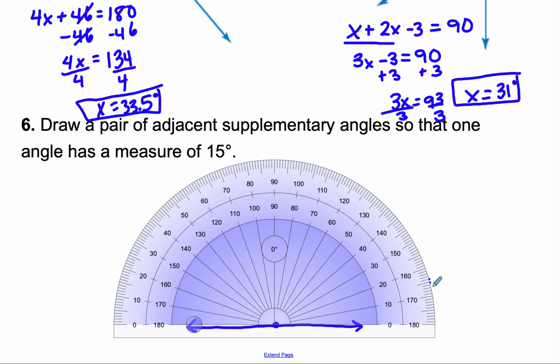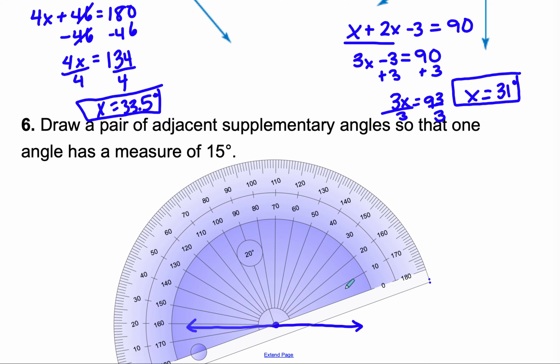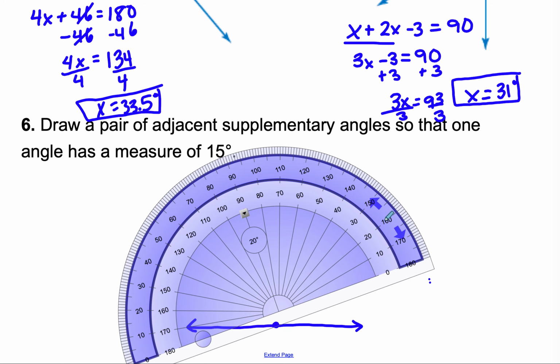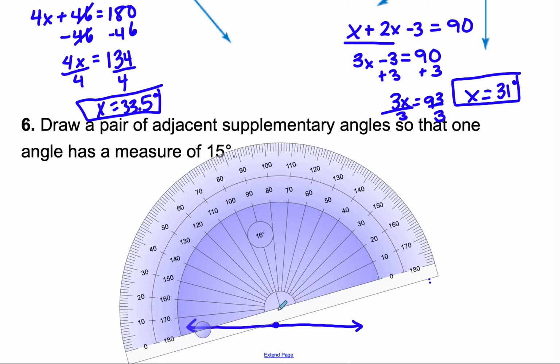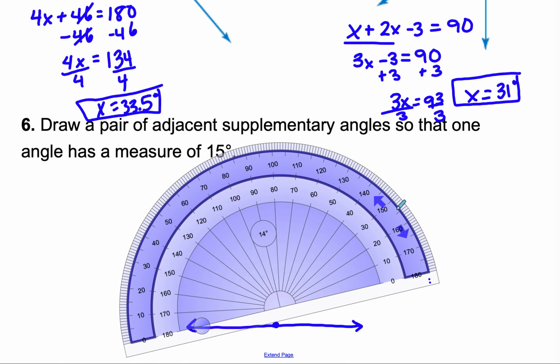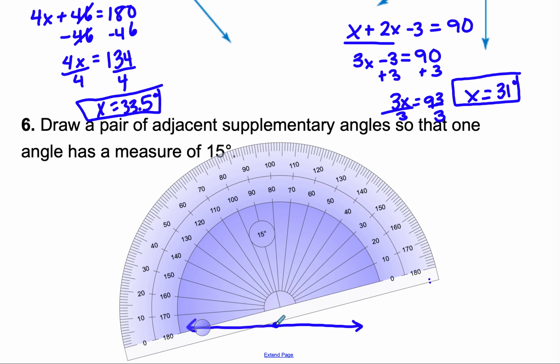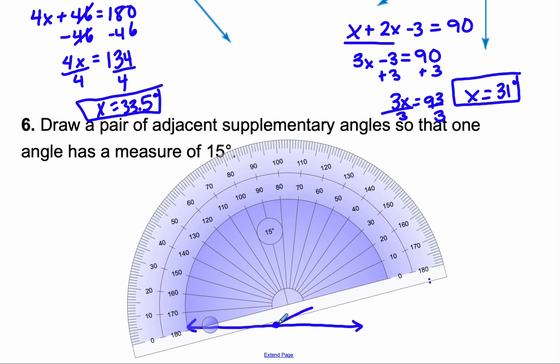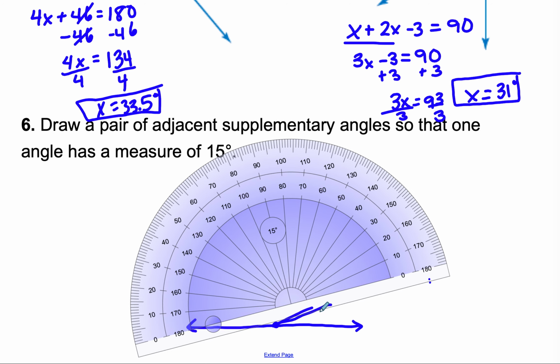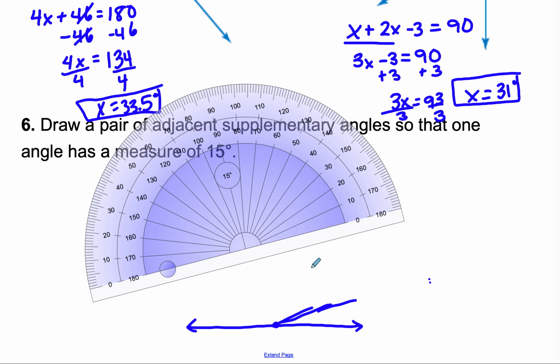Ooh, I did not do a good job of picking that point. When you rotate, you need to make sure you match up the point you drew and the point that's over here. And we are going to, wow, be nice if I could use this like a ruler and actually trace against it so it's nice and straight. Unfortunately, I can't really do that. Okay, this one is 15.